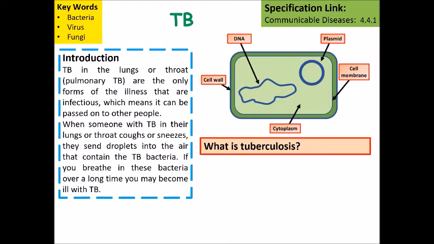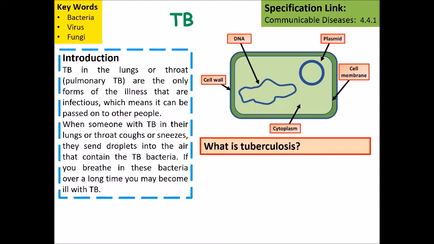So, the first disease that we're going to look at is tuberculosis. TB in the lungs or throat are the only forms of illness that are infectious, which means that they can be passed from person to person. When somebody with TB in their lung or throat coughs or sneezes, they send droplets into the air which can contain the tuberculosis bacteria.